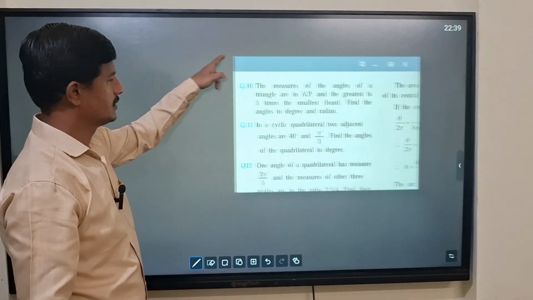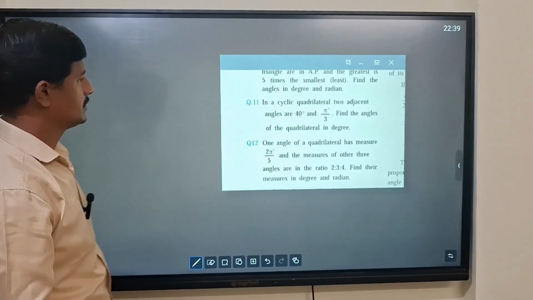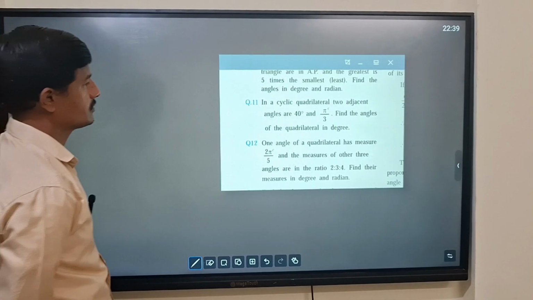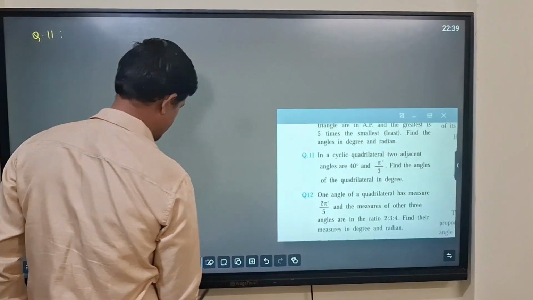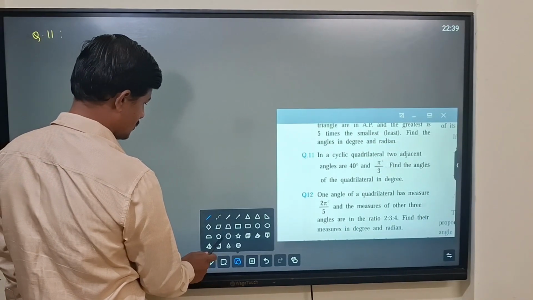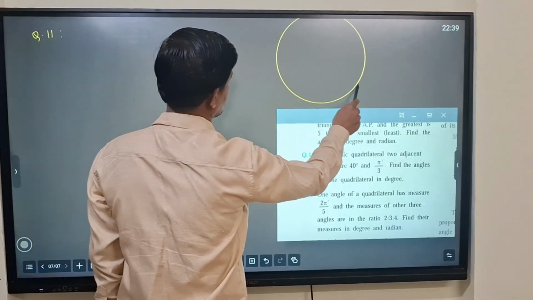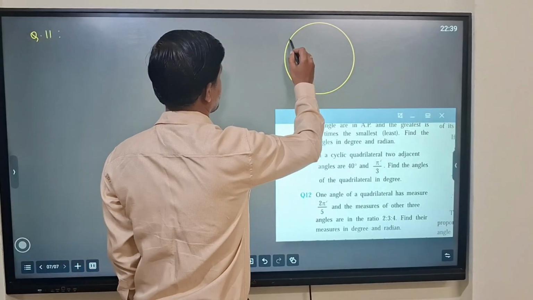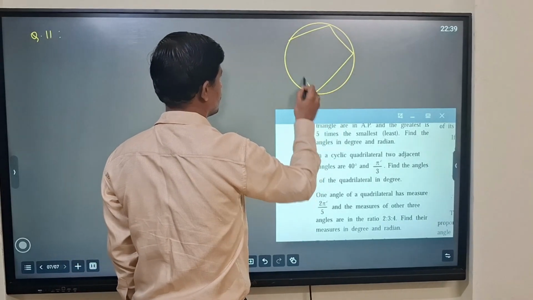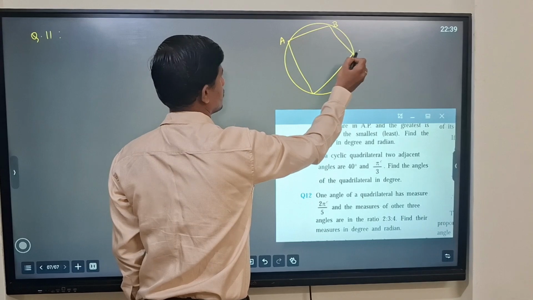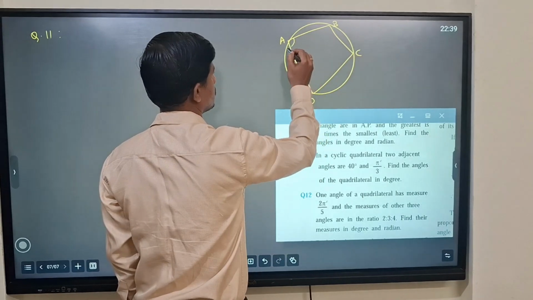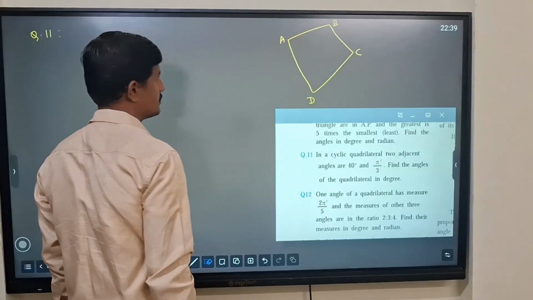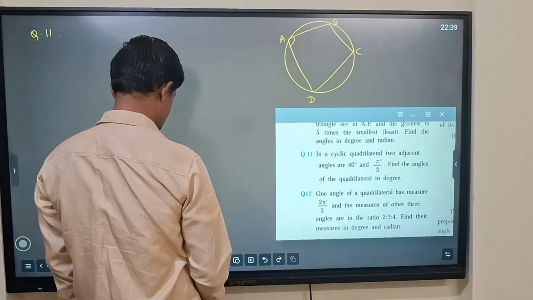In a cyclic quadrilateral, two adjacent angles are 40 degree and pi by 3. Find the angles of the quadrilateral in degree. See, in a cyclic quadrilateral, consider this is the circle. Take any type of quadrilateral, A, B, C, D. Now see these opposite angles, addition of these opposite angles A and C is always 180 degree. That is the property of cyclic quadrilateral.